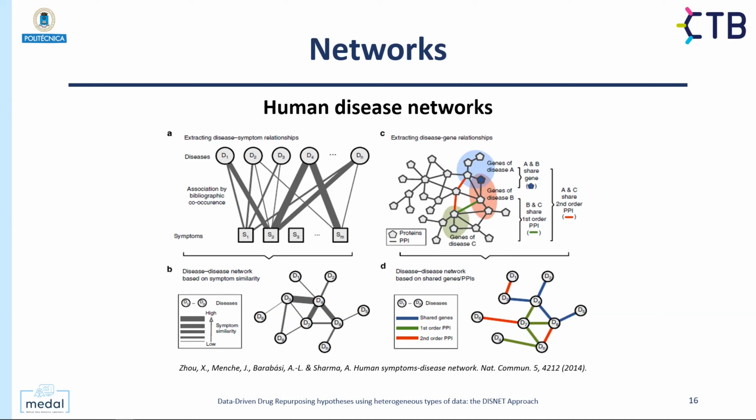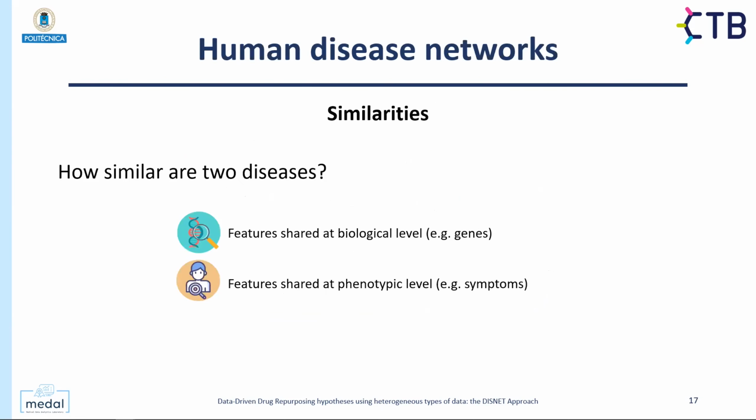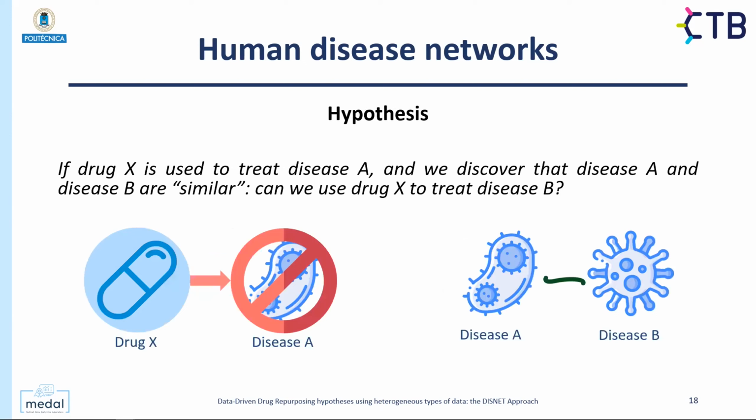And this is really interesting because it allows us to create a network of information about diseases that allows us to see the molecular interactions that they might have based on the characteristics. And this opens the question of, first of all, how similar are two diseases, depending on the features that they share at biological level, proteins, genes, protein-protein interactions, pathways, okay, or at phenotypical level, symptoms. And with this idea, we can go to the hypothesis.